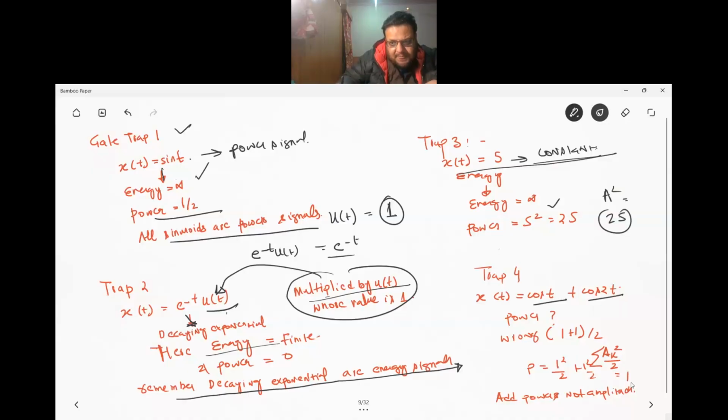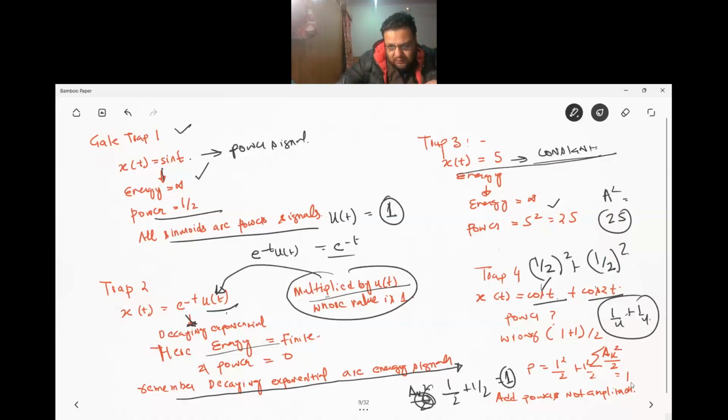Now this signal, cos t plus cos 2t. How do you go about this? The cos function will have amplitude 1, and this will also have 1. So the power would be: you square it, A squared by 2, so it would be 1 by 2 plus 1 by 2. Its power would be equal to 1, not 1 by 8, because your A value is 1 here.